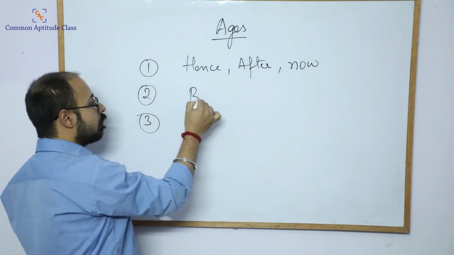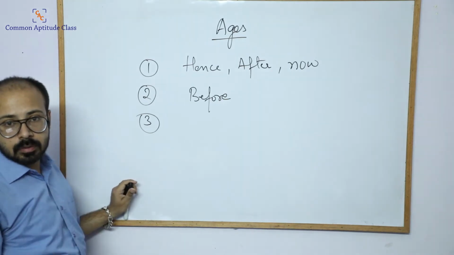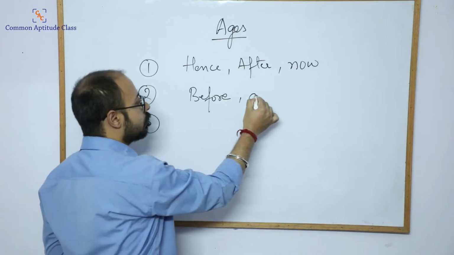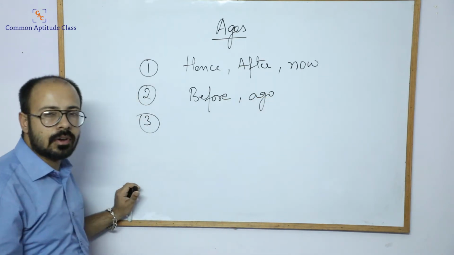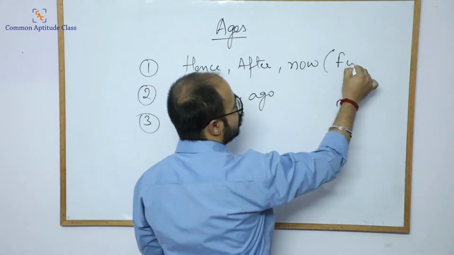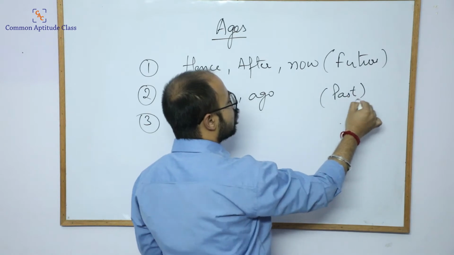So after, and before. Sometimes before means a couple of years before, and ago. Some years, 5 years ago, 4 years ago means they are talking about past. So this is going to future. This is going to past. These are the things to be taken care of.